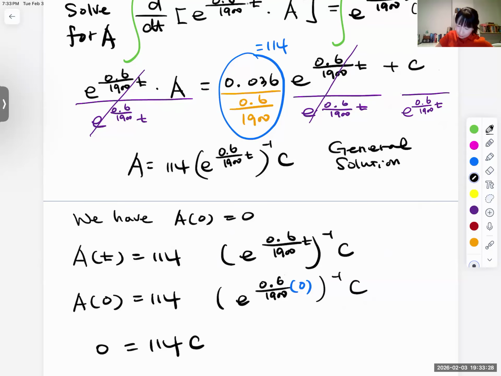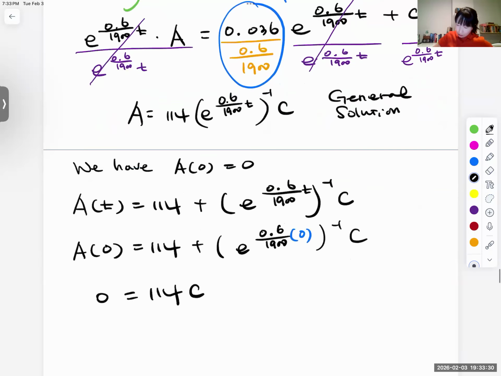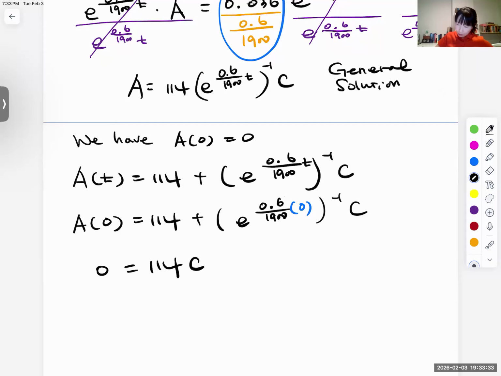Okay, so we have a plus, and then this is 1. And then C will be plus C. So C will be -114. Yeah? Okay, now almost one more question. Okay, C equal to -114.